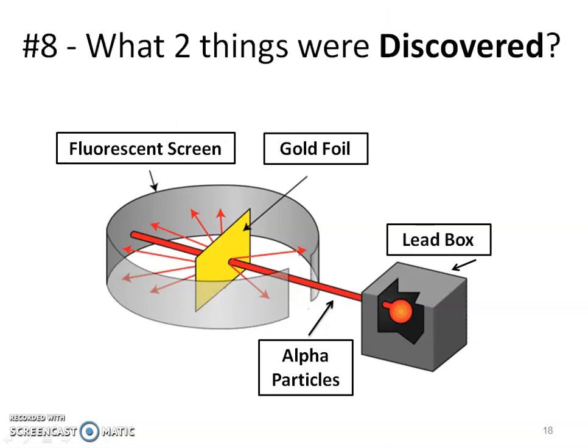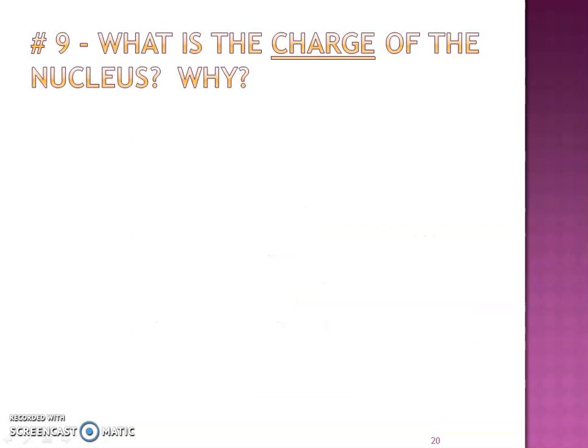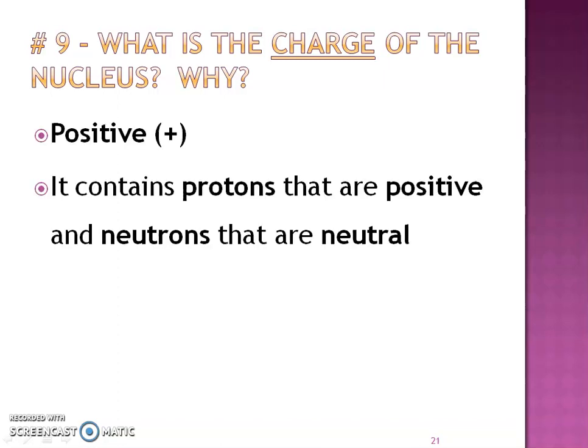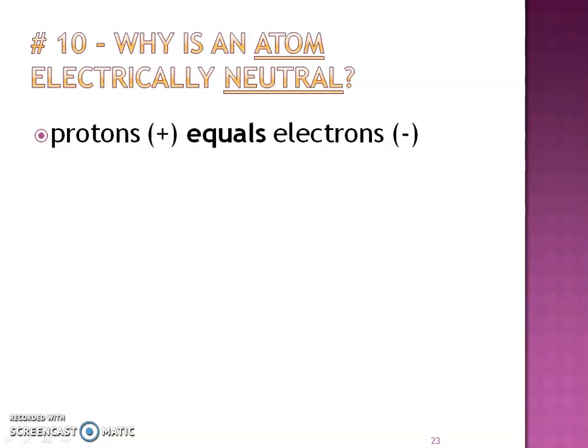Number 8, so in this experiment, what were the 2 things that were discovered? And your answer? Number 9. Again, you're not only answering the answer, but the why. And there's your answer and the why. Number 10. Answer.